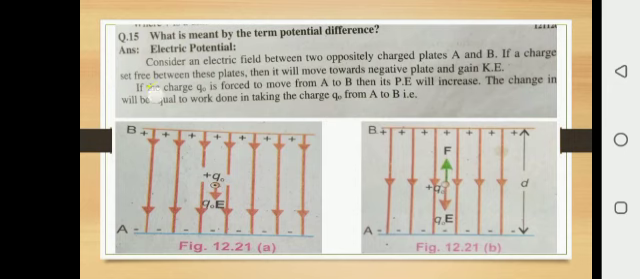If the charge Q naught is forced to move from A to B, then its potential energy will increase as it moves. Okay, the distance increases from a lower level to an upper level, so potential energy will increase. There is a change in its potential energy. The change in its potential energy will be equal to the work done in taking the charge Q naught from point A to B. Okay, change in potential energy is now termed as work done. Clear?